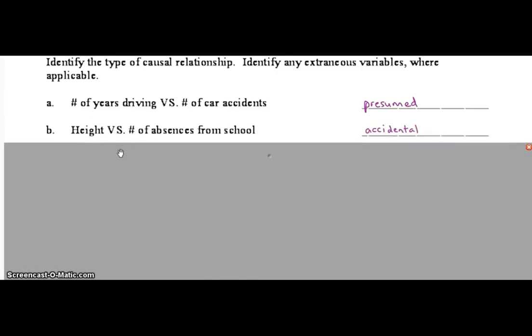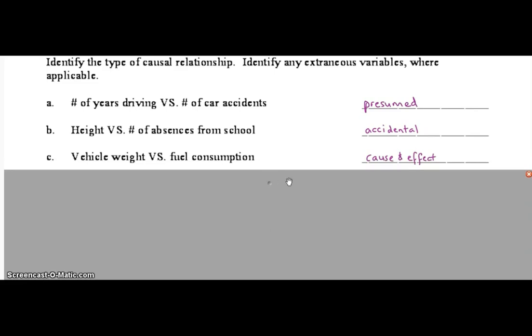So the next one was accidental, your height versus your absences from school. I did have one person say that this was presumed or cause and effect, because if they were taller, they were more likely to be on the basketball team, and if they were on the basketball team, they were more likely to be absent from school. I gave them the mark for that because at least they demonstrated that that made sense.